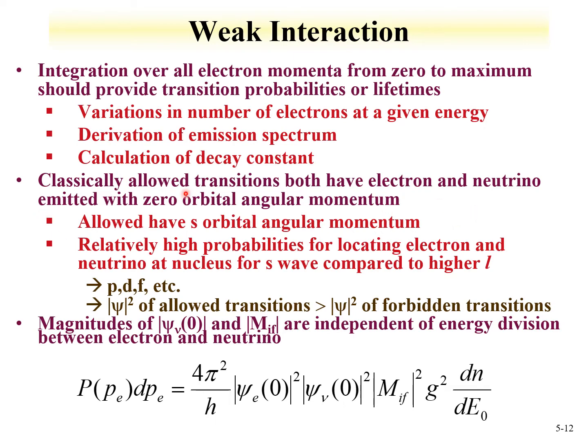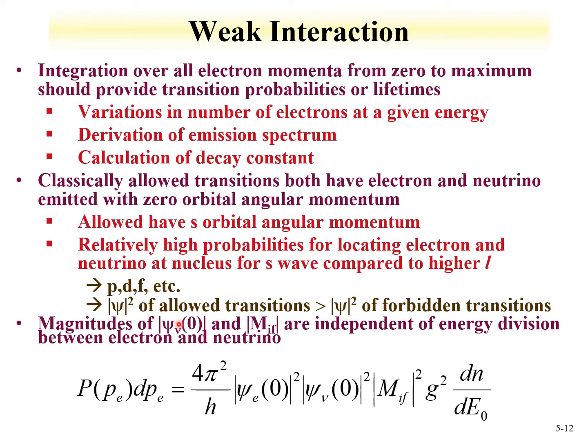are allowed transitions. Now, there's higher probabilities for locating the electron and neutrino at the nucleus for the s wave function compared to the higher L wave function, so P, D, F, etc. These can be observed, but they won't be as allowed as the s wave function. So we're going to call these forbidden first, second, third, etc. forbidden transitions. And what we're going to see is that if I take the transition elements, they're going to be larger than the forbidden elements.